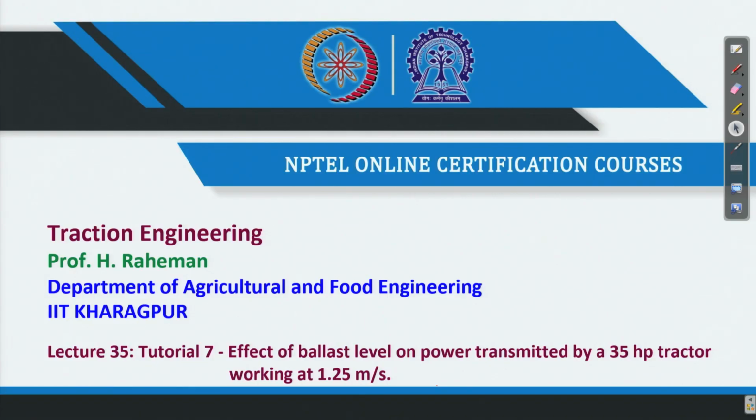This is lecture 35 where I will take a tutorial on how to find out the optimum ballast level and what will happen when you cross this optimum ballast. That means you will over ballast or under ballast, then how it is going to affect the performance, for a 35 HP tractor working at a forward speed of 1.25 meter per second.